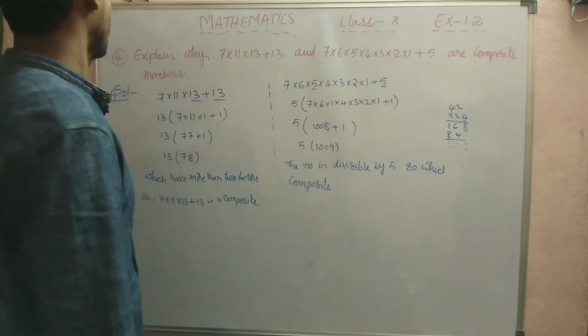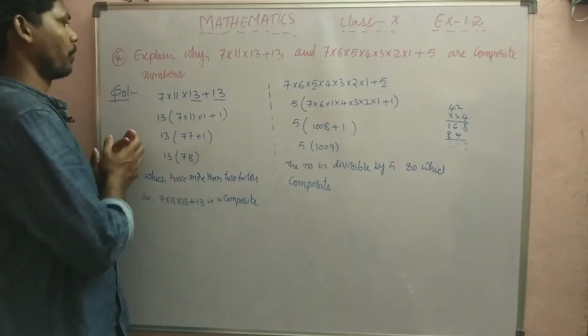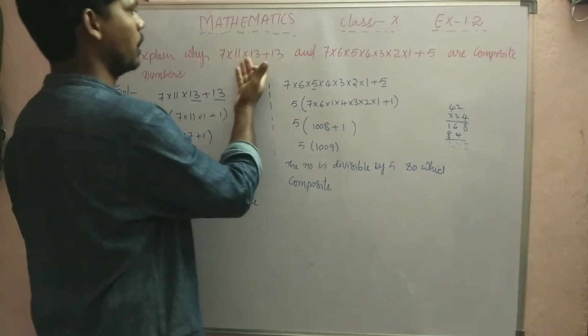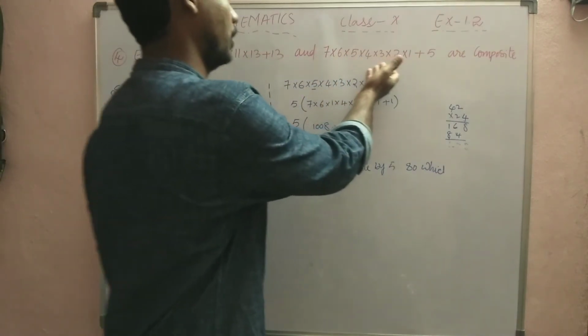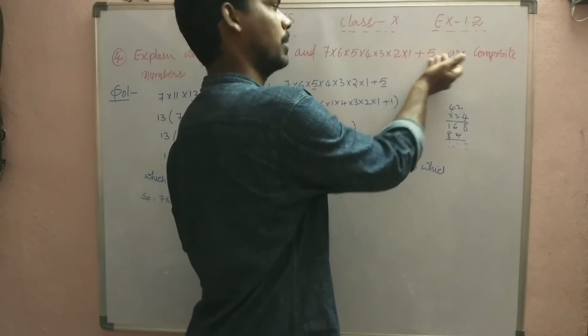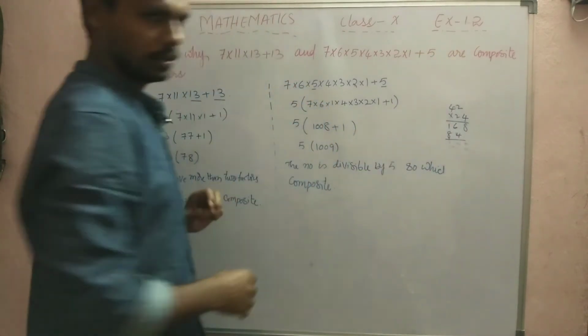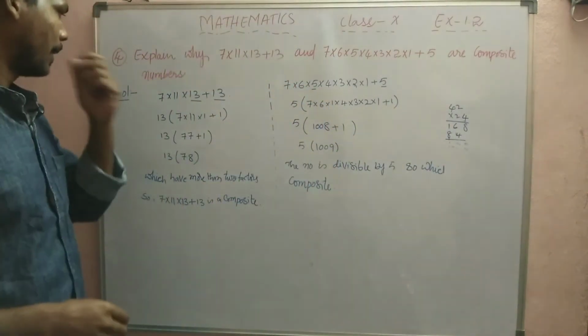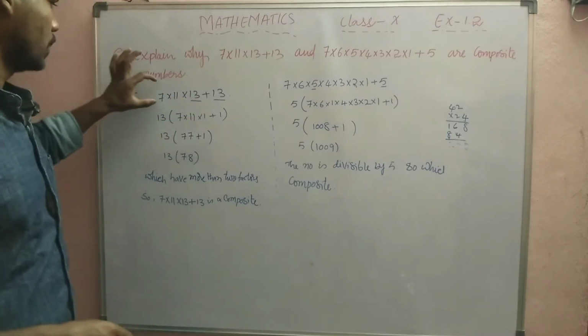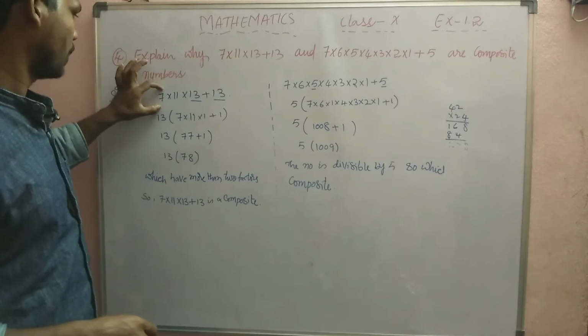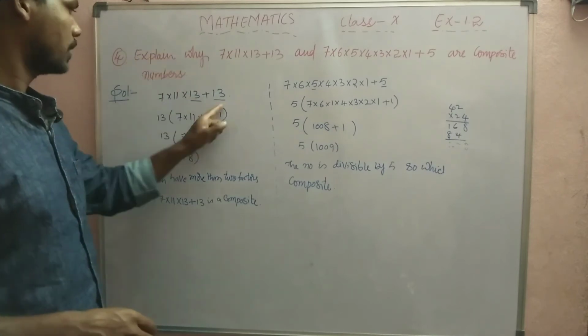The next problem is: explain why 7 into 11 into 13 plus 13 and 7 into 6 into 5 into 4 into 3 into 2 into 1 plus 5 are composite numbers. Here we have already done this on the board. So the given question's first part is 7 into 11 into 13 plus 13.